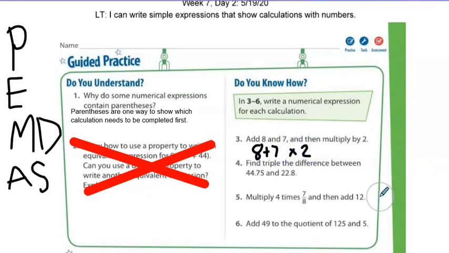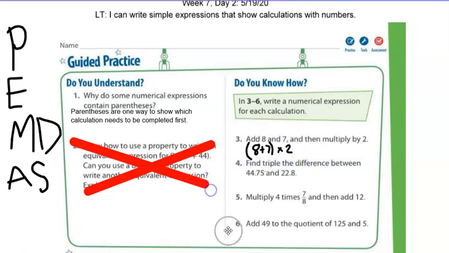But without parentheses, this is going to be 7 times 2, and then we add 8. So we want to make sure that we put the 8 and 7 in parentheses, because that tells us I want to do it first, then multiply by 2. Let's see if I can make that a little bit smaller.